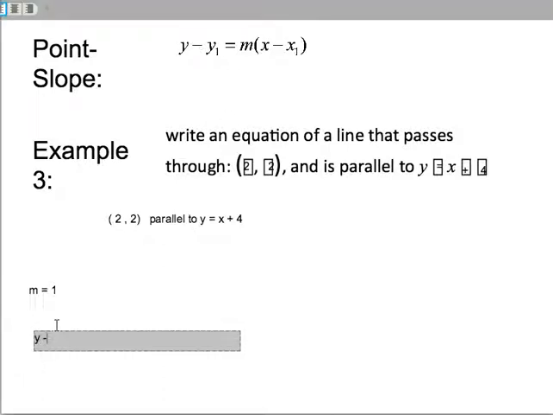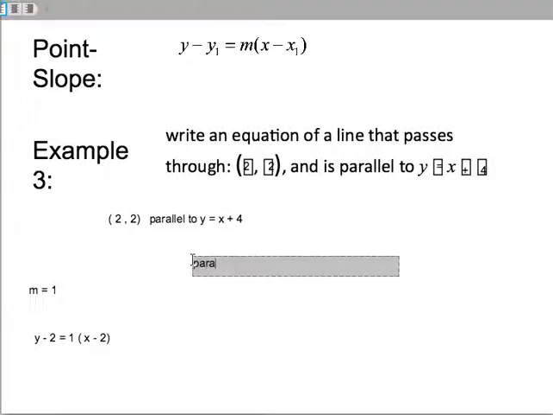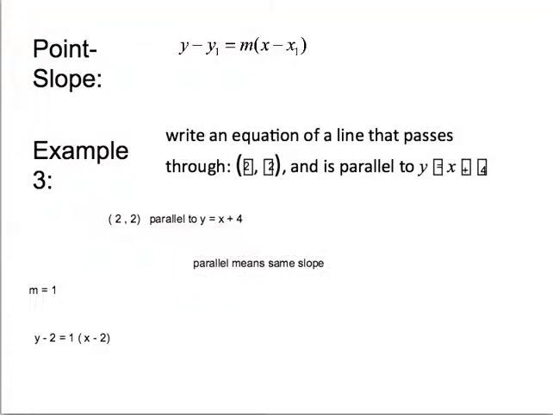y minus whatever the y is equals m, which is 1, times x minus whatever the x is. And that's the answer. Okay, we wrote an equation for a line that passed through the point 2, 2 and was parallel to this line. The reason why it's important that they give us this equation is so that we can find the slope. We know what the new slope is because parallel means same slope. Parallel means same slope. Okay, let's try the next problem.